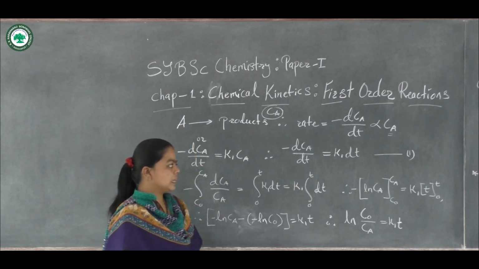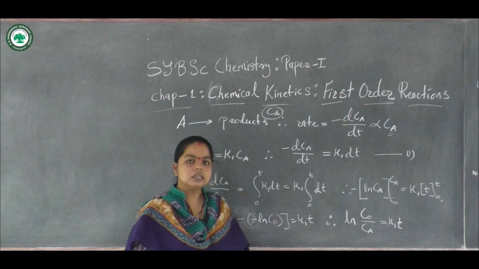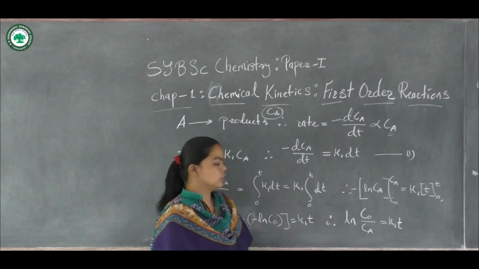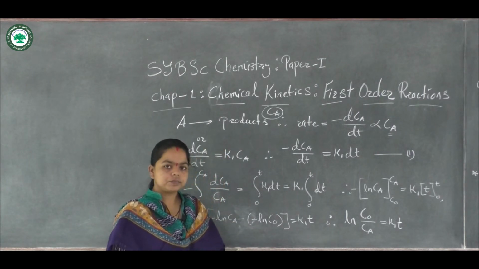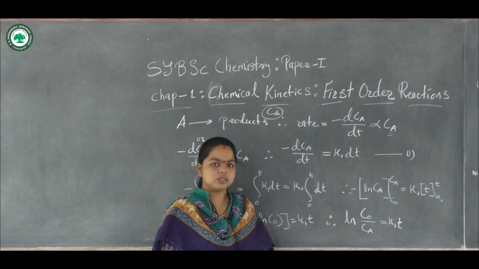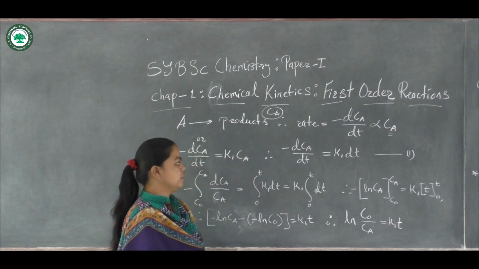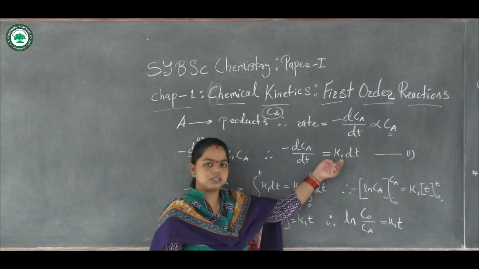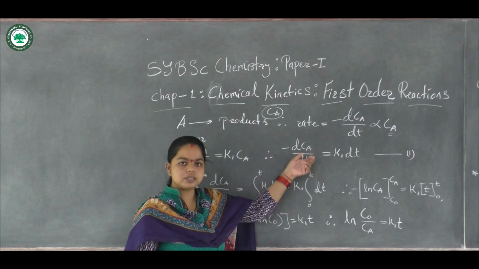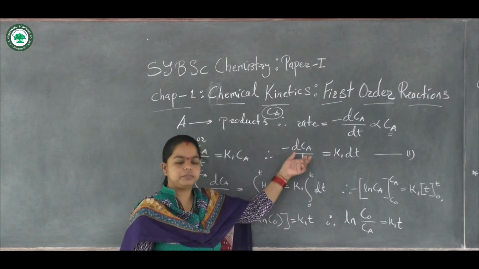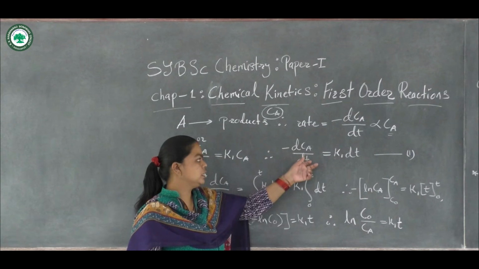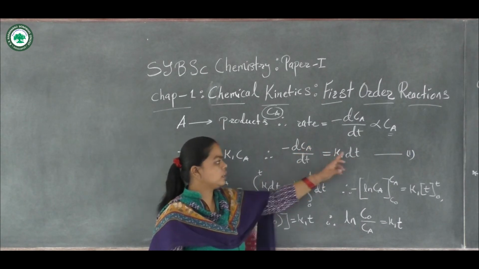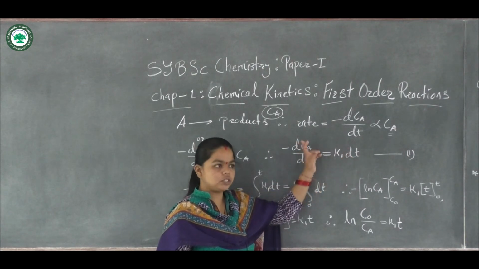Here K1 is the first order rate constant, or the rate constant for the first order reaction, or the proportionality constant, also called the velocity constant. So this will be equation first. Now this equation is found to be a derivative. In order to remove this derivative, we have to take the integration between the limits for Ca and for t. These two quantities are given in the equation, Ca and time, that is concentration and time.